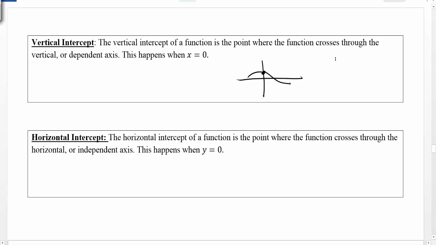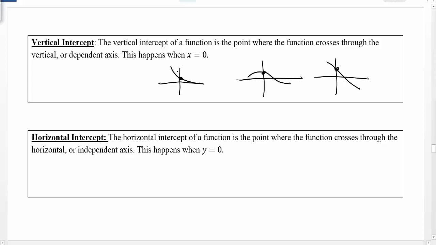So here is an example. Another example, maybe something that's more linear in nature. Or we could have something that's much more curved. But the spot where we cross through that vertical axis, we call the vertical intercept.